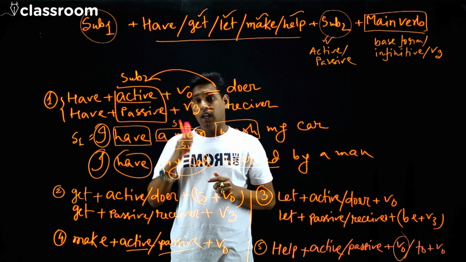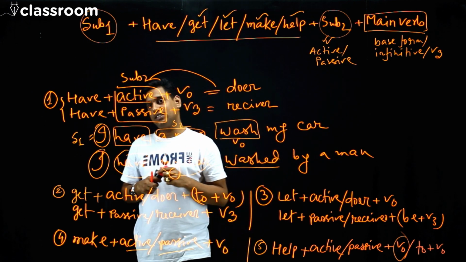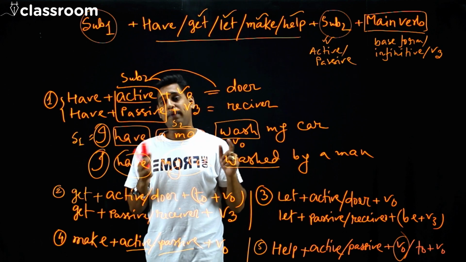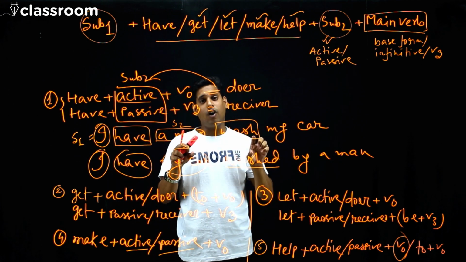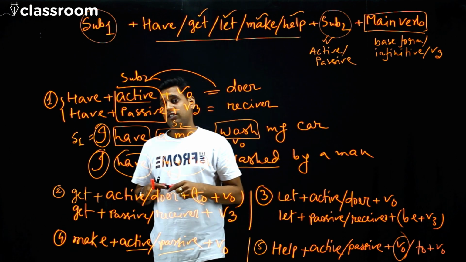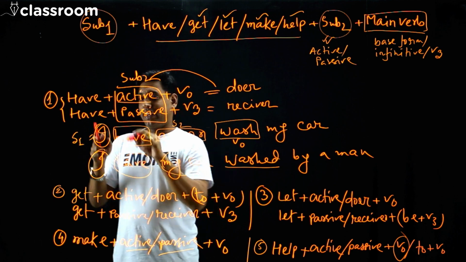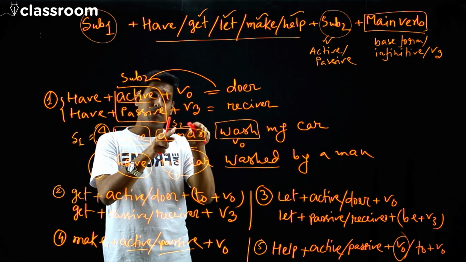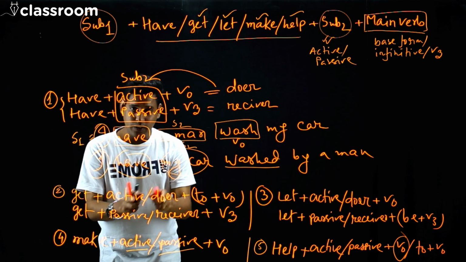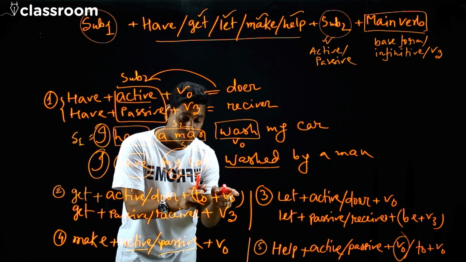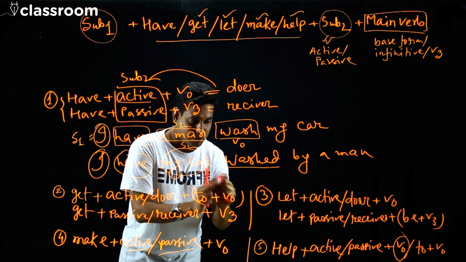I repeat, basically the five specific causative verbs, if you want to use these, they can follow the two tones, active and passive tone. And for every tone, you need to know the specific form of the main verb. In case of have, if it's an active tone, you need to use the base form. In case of passive tone, you need to use the past participle form. In case of get, in active tone, you have to bring the infinitive form of the verb. In passive tone, you have to use the past participle form of the verb.